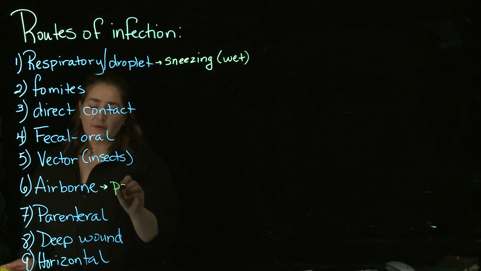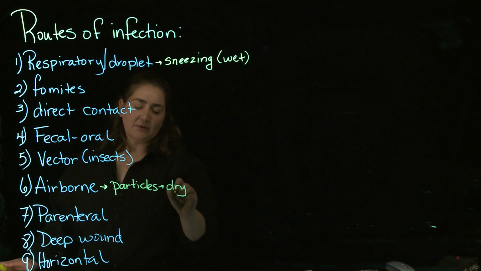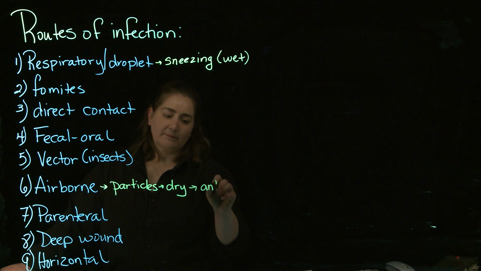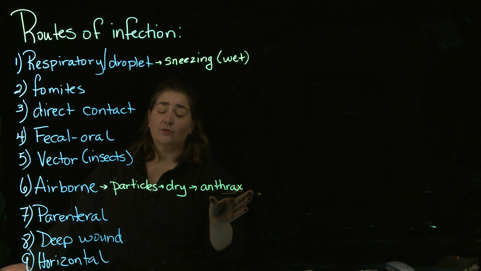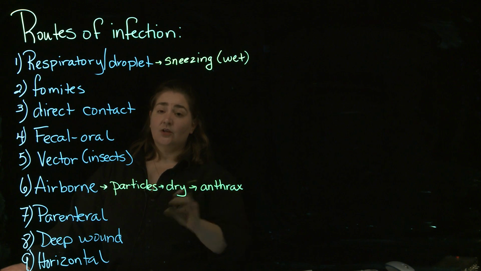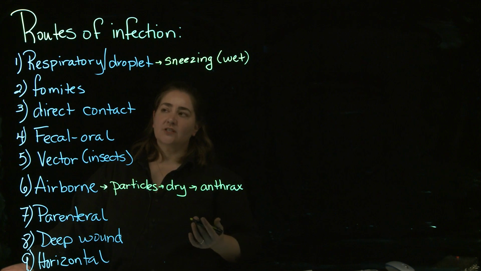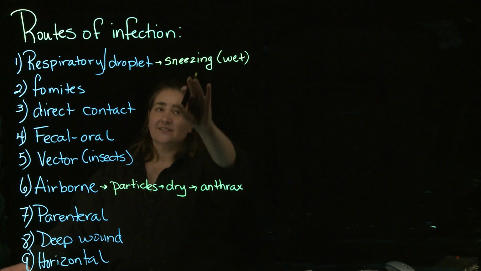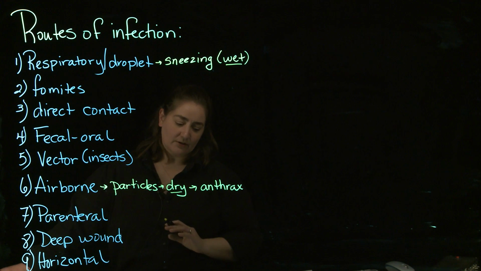Airborne, we're talking about particles. It's typically a dry transmission. Things like anthrax would be transmitted via airborne because those bacteria associated with the disease anthrax produce endospores. Those endospores go into the air, you inhale them, that would be an airborne transmission, okay? So those two can be a little confusing to understand the difference. Really, basically, wet versus dry is kind of the simplistic way of thinking about it, okay?